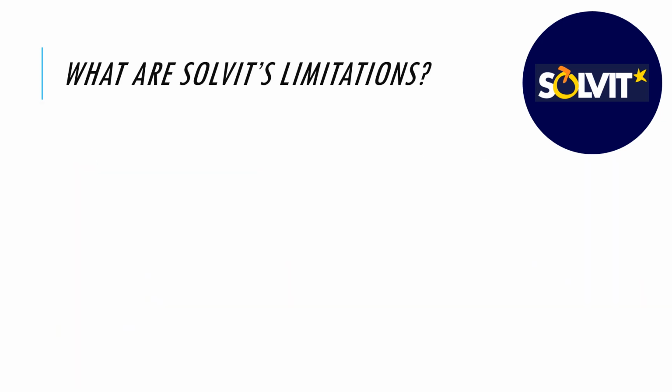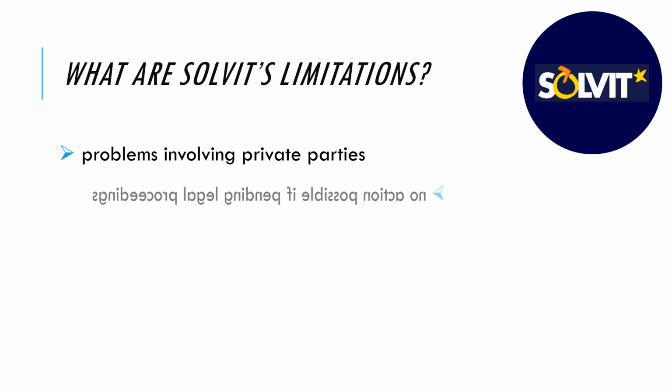The SOLVIT network is without doubt a useful tool at the disposal of EU citizens to try to resolve any problems that they may encounter when moving around the EU. However, there are a number of limitations in how SOLVIT operates, which means not all cases of misapplication of EU law can be resolved. SOLVIT cannot get involved in problems involving private parties, such as people being denied boarding by airlines. SOLVIT can also not take on a case if legal proceedings are pending before the courts.